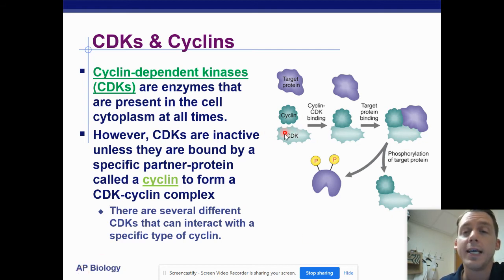We have our CDK, it's inactive. It only becomes activated when a cyclin is bound to it. Together, the CDK-cyclin complex, sometimes called a mitosis promoting factor, is then activated, and it can start phosphorylating proteins like you see here. And this phosphorylated protein is going to act as a signal that's going to move on down the transduction pathway.